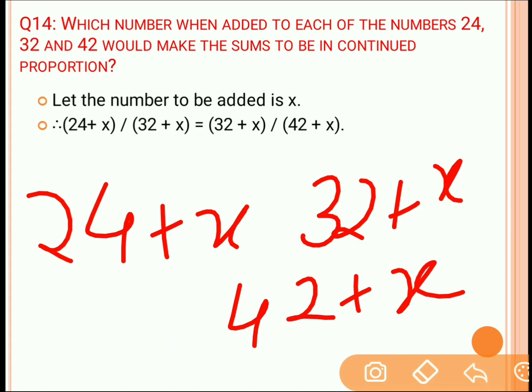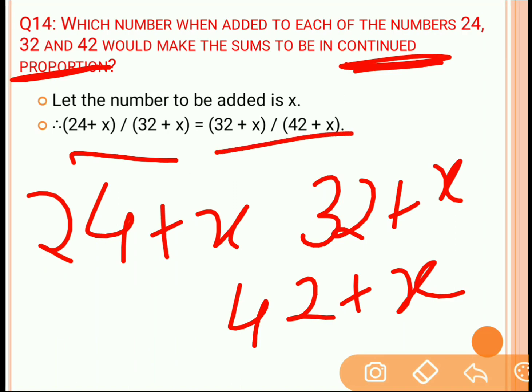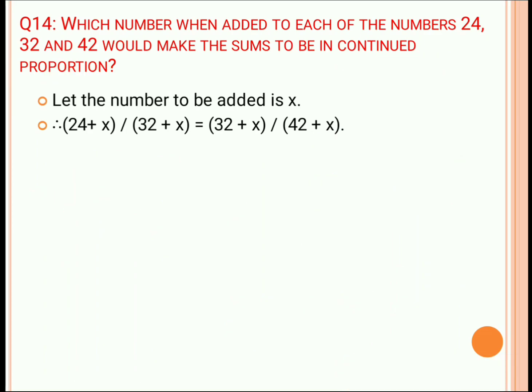Now these numbers are to be in continued proportion. So the condition for this continued proportion is the ratio of 24 plus x upon 32 plus x is equal to the ratio of 32 plus x upon 42 plus x. So from here we can find out the value of x by cross multiplication, and by solving for x we get x is equal to 8.